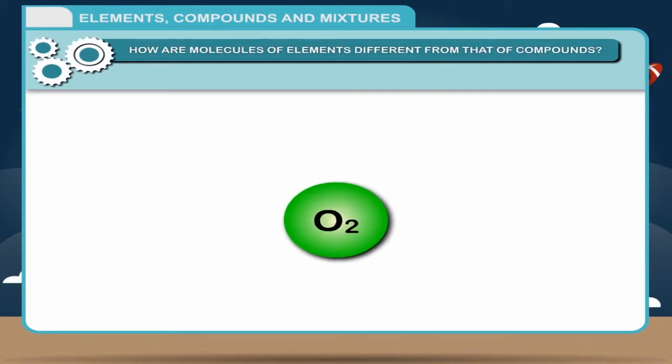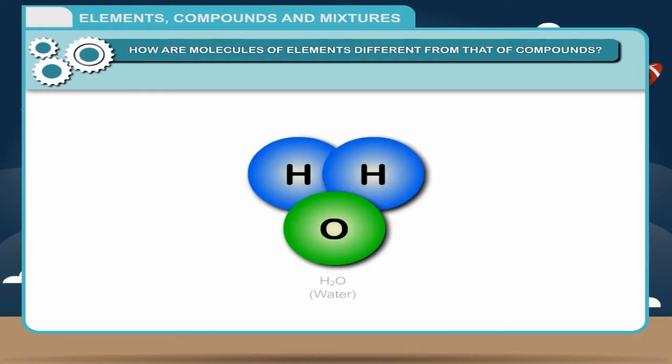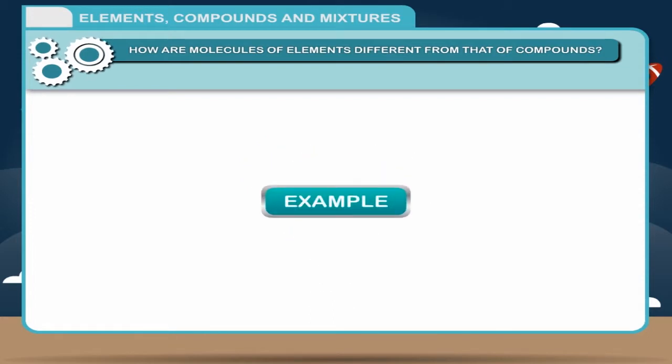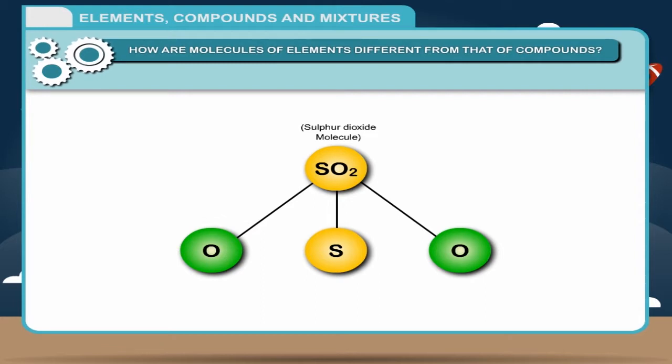How are molecules of elements different from those of compounds? An element is made of only one kind of atom. Therefore, its molecules contain atoms of one kind only. But a compound is made of different elements. Molecules of a compound contain atoms which are dissimilar. For example, a molecule of oxygen contains 2 atoms of oxygen, but a molecule of sulfur dioxide is made of 3 atoms, 1 of sulfur and 2 of oxygen.